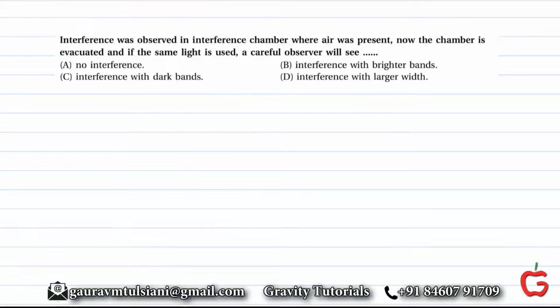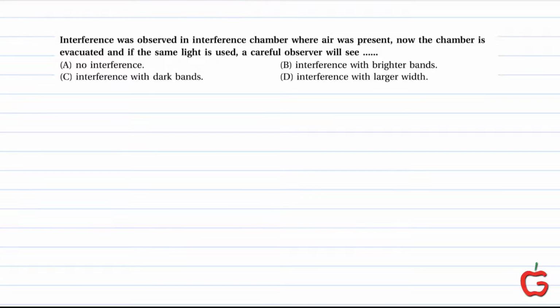Okay, interference was observed in an interference chamber where air is present. Now the chamber is evacuated, and if the same light is used, a careful observer will see what? So we have to check what happens to the interference on replacing air with vacuum.